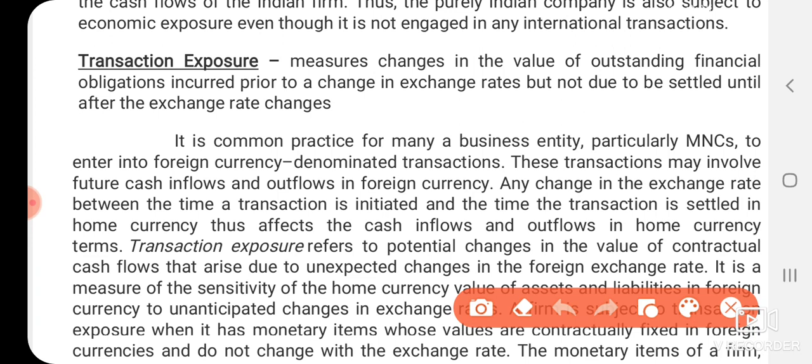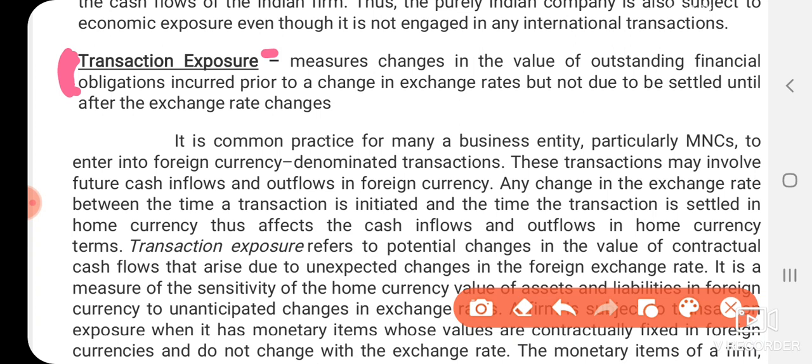Okay, now we can come to the descriptive part. Before that I have explained what is meant by transaction exposure. Now I will explain this descriptive part which I have mentioned on my screen. Transaction exposure measures changes in the value of outstanding financial obligations incurred prior to a change in exchange rates but not due to be settled until after the exchange rates change. That only I have said.